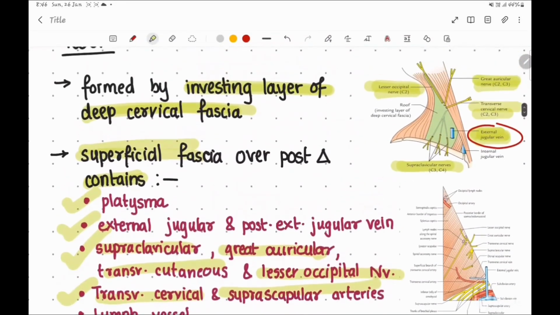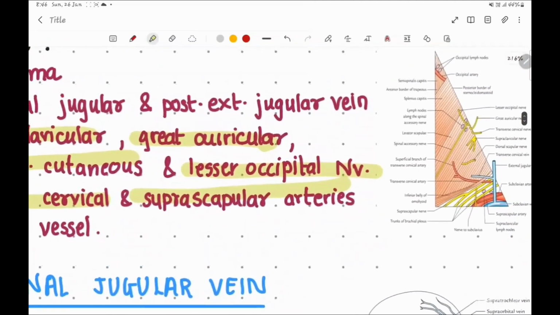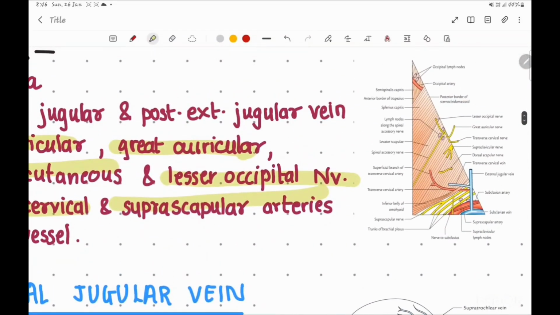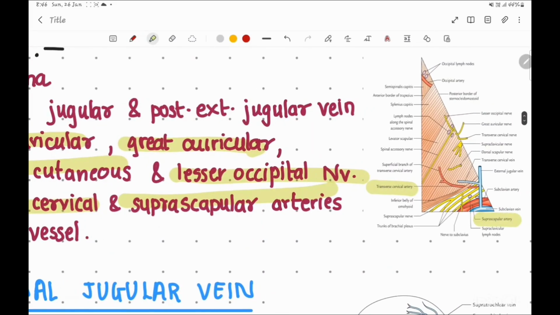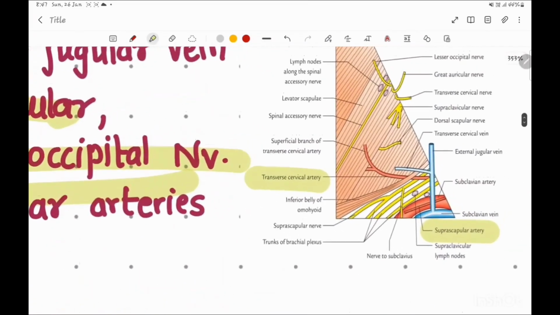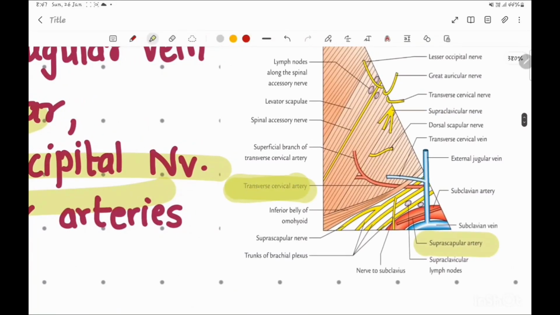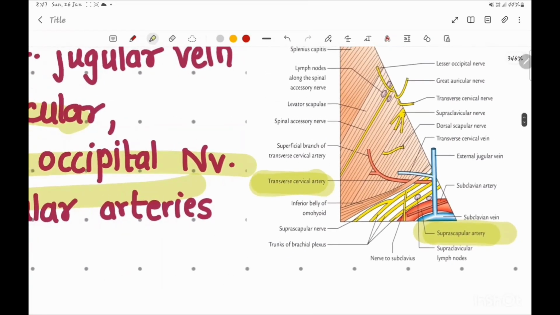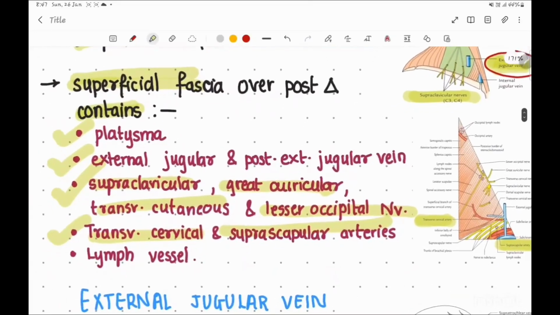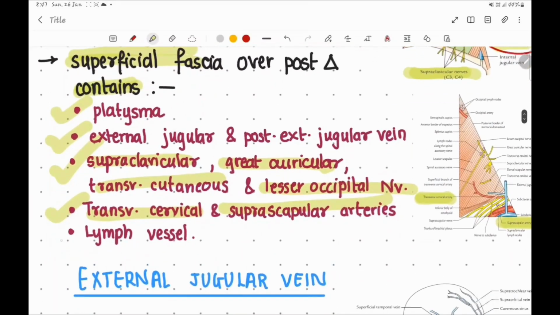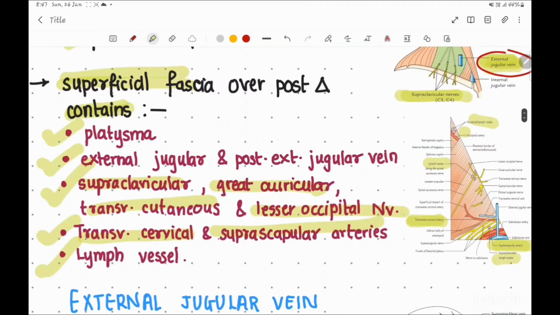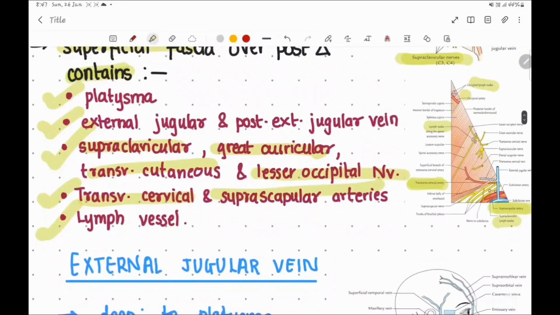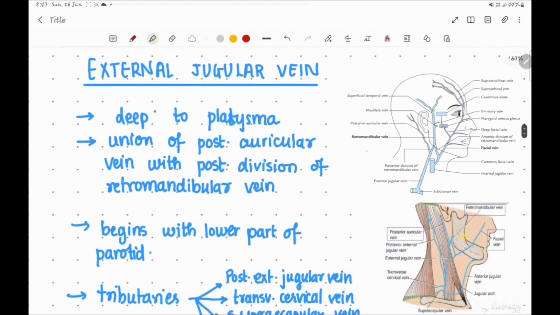Then there is transverse cervical and suprascapular arteries. As you can see, there is transverse cervical artery as well as suprascapular artery. Both the important arteries, as you can see in this diagram. Both of them are a part or content of superficial fascia. And finally, lymph node. As you can see, these lymph nodes which are present over here, all of them also form important part of superficial fascia.